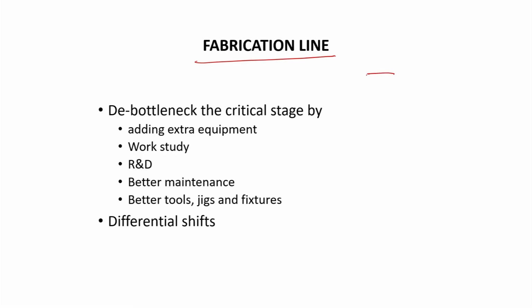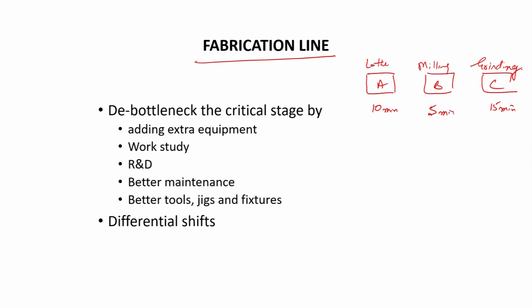Take the same example of 3 machines, just like we did in the previous case. A, B, C: this has a work of 10 minutes, this has a work of 5 minutes, this has a work of 15 minutes, and these are all machines. This is a lathe machine, this is my milling machine, and this is a grinding machine, grinders. Okay. So, what we can do now, suppose it is not possible to transfer the work content from C to B. I can duplicate the machine C.